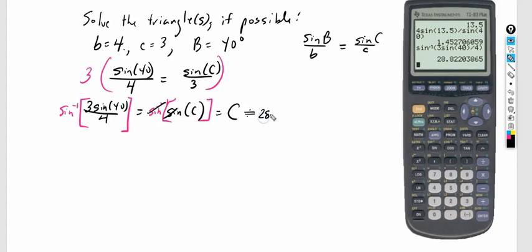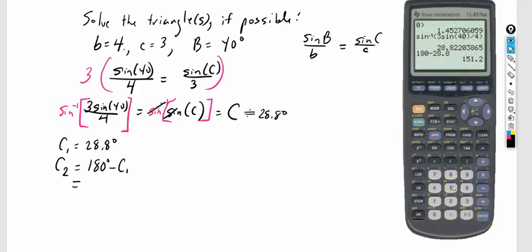and so I get a possibility for my angle C that it's 28.8 degrees. So that is the acute angle that my graphing calculator gives me. There is a second possibility that lives in quadrant 2, and I find that by taking 180 and subtracting what I got for C1. Okay, and so let me do that. So my second possibility is 151.2.